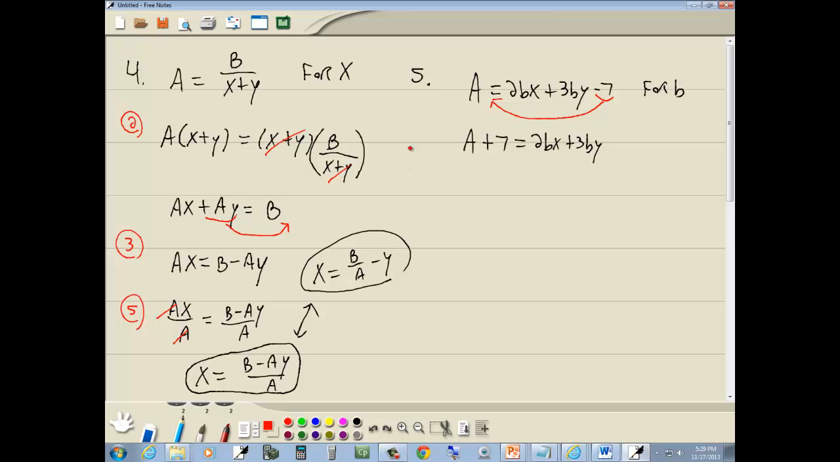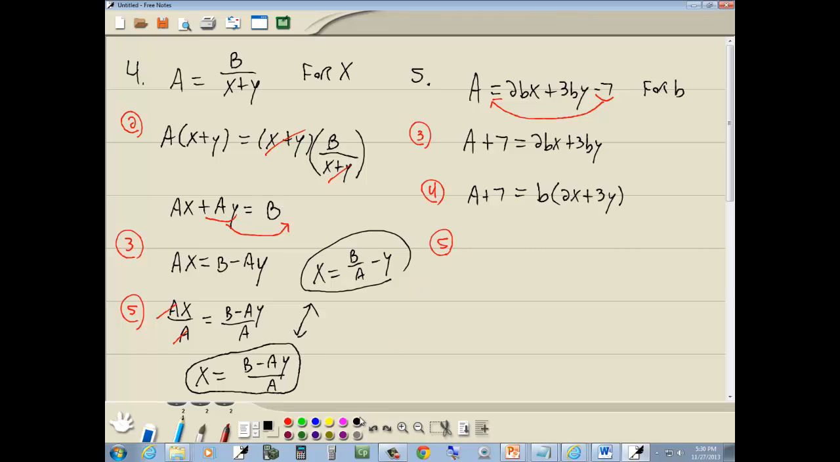And then I write down what step. That was step 3. Okay. Step 4. If the variable you're solving for is in 2 or more terms, factor it out. B is in this term, it's in this term. Terms are separated by pluses and minuses, so I'll factor out b. And that gives us b times 2x plus 3y.